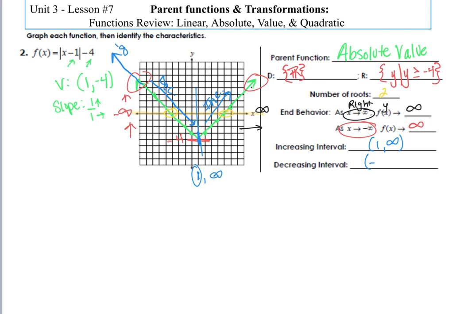So we would say from negative infinity to +1, this graph is decreasing, has a decreasing interval.